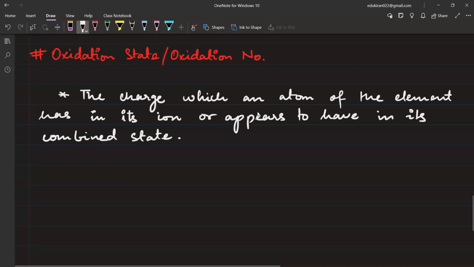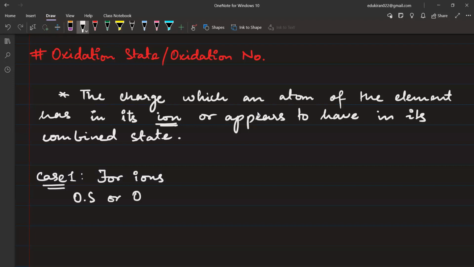So please see, we have two different cases. एक तो ion का case होगा और एक combined state का case होगा. So in case one, please write for ions. For ions, oxidation state or oxidation number is equal to charge on the ion.